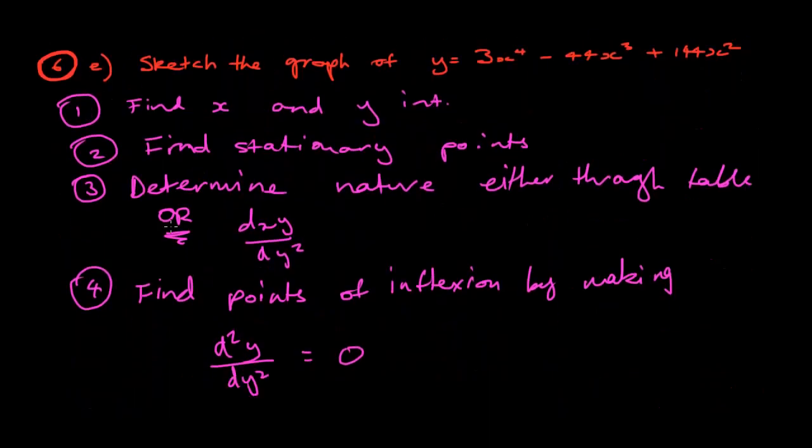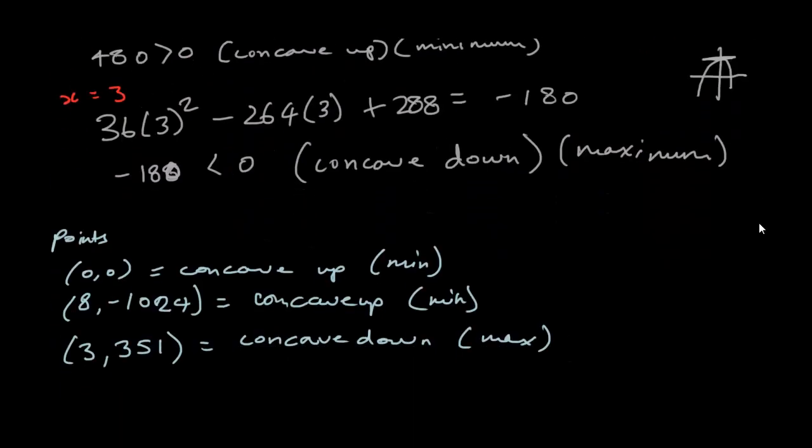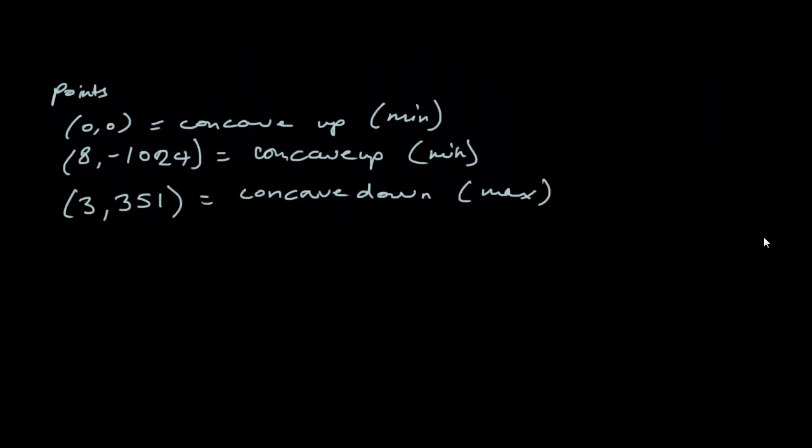We've said that we wanted to determine the nature. We've done it. We've got the three points and we've determined their nature. Now, for number 4, we want to find the points of inflection by making the second derivative equal to 0. Here we go. Let's just do this now.